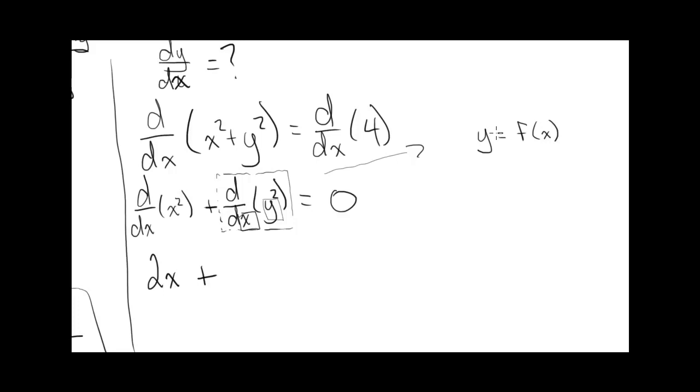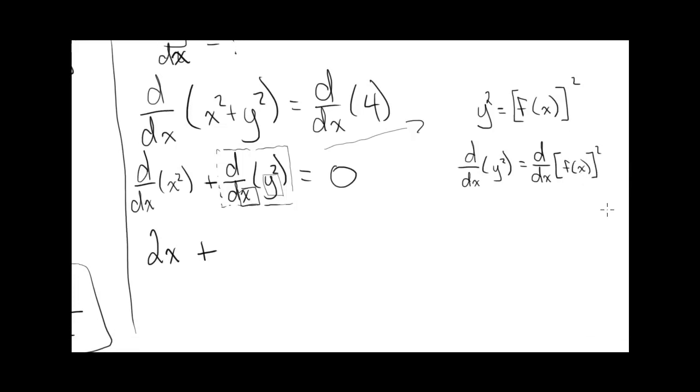Imagine you did. So I'm differentiating y squared, which means f of x squared. Well, if I want to differentiate both sides with respect to x, I have to differentiate f of x, all squared. Well, how do I do that?